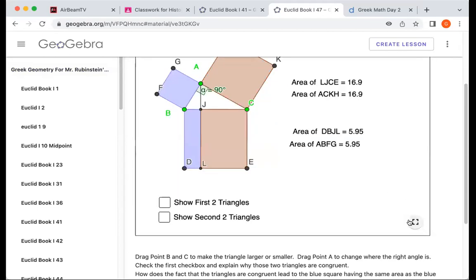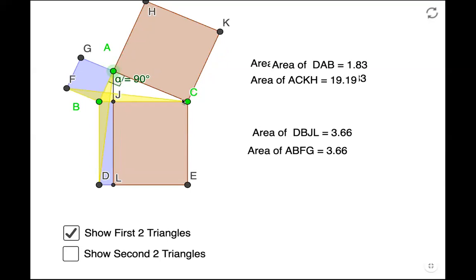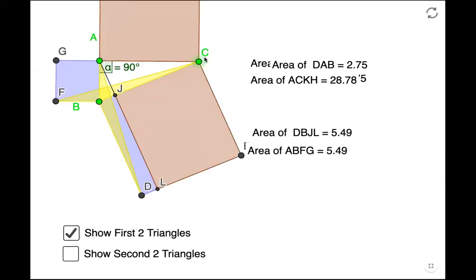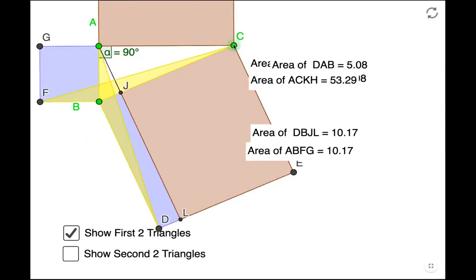This is going to make it even more clear for you, because I can click here and show the first two triangles. And I can also go like that. So we can see the square. It's always easier to see these when the square, the base, is horizontal. So the square has double the area of this triangle.